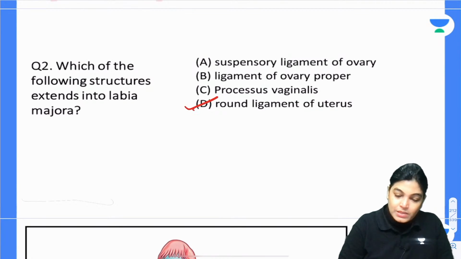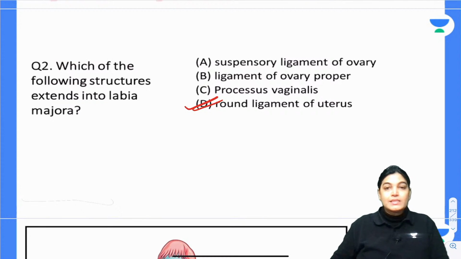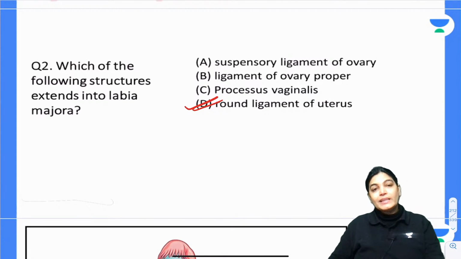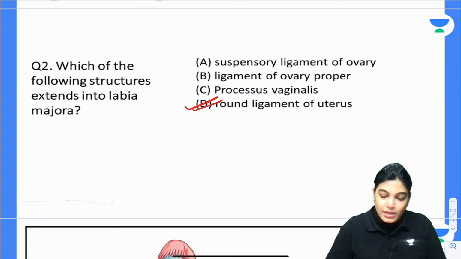Round ligament of uterus is the correct answer. Among the options provided, it is the round ligament of uterus which extends into the labia majora. So see here.